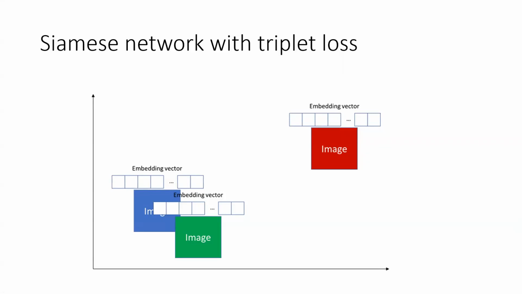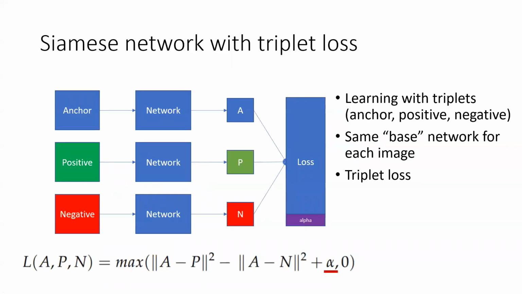And how does it work? A Siamese network with triplet loss, learning with triplets. We have triplets, similar to the previous example. It's an anchor, a positive, and a negative image for each triplet. The anchor is just the original image. The positive is the image that should be close to this original image; in our case, it's a modification of the image. And the negative is the other image that should be far away.